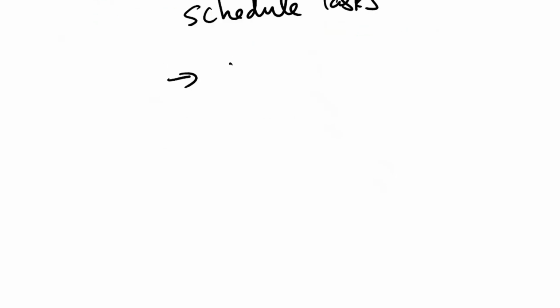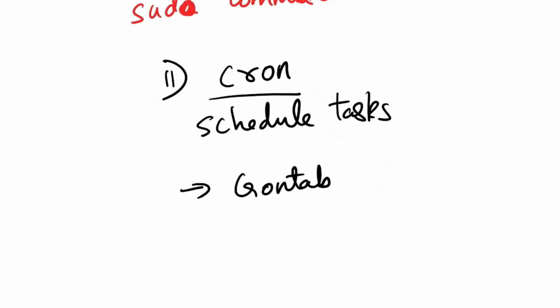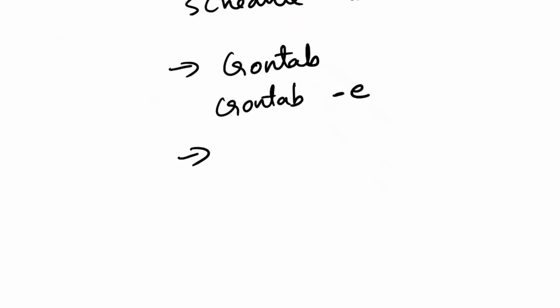First, edit the user's crontab. Each user can have their own set of scheduled tasks. To edit the current user's cron configuration, you can use the command crontab -e. The command opens the user's cron configuration file for editing. Next, we need to specify the schedule.